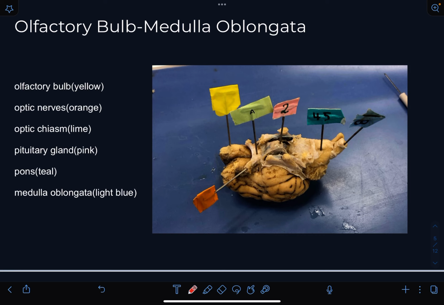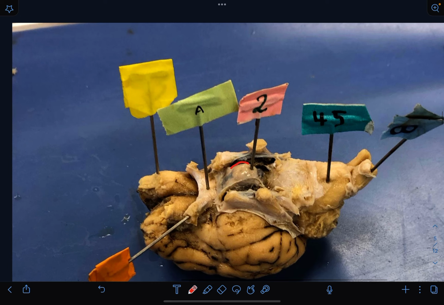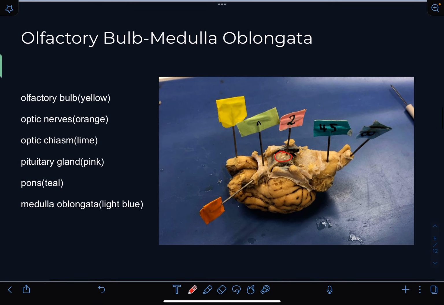Continuing, we have the pituitary gland in pink. So this gland right here is going to be our pituitary gland. The pituitary gland is a small gland that controls other endocrine glands and has a role in physical growth and development. So usually if people don't have a pituitary gland, they struggle to grow up, or they don't release enough hormones to grow in general.